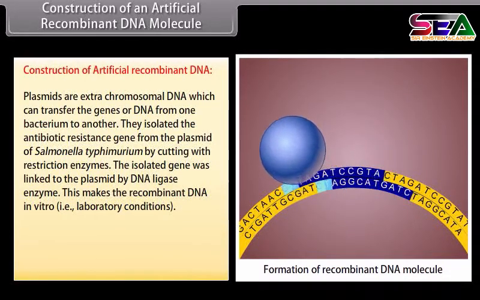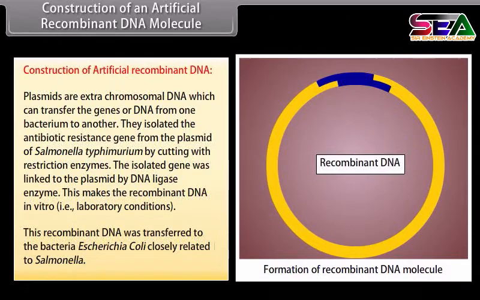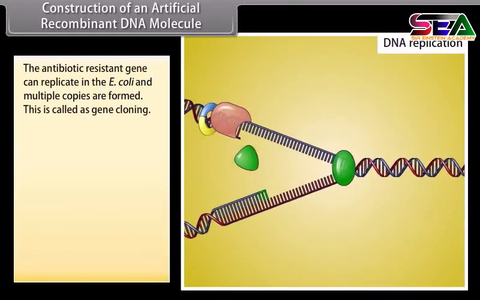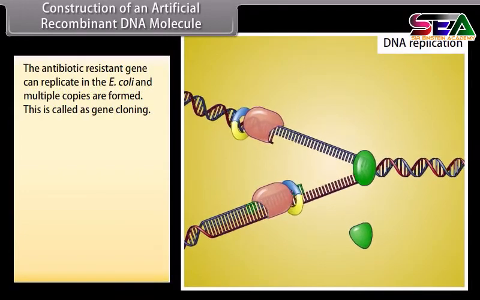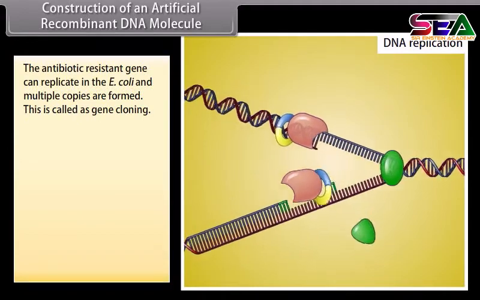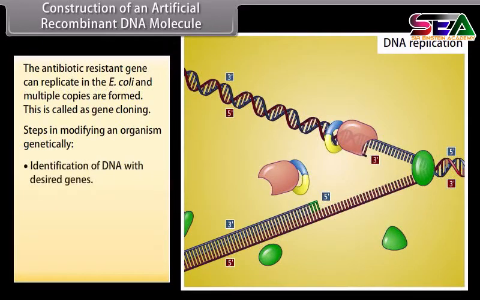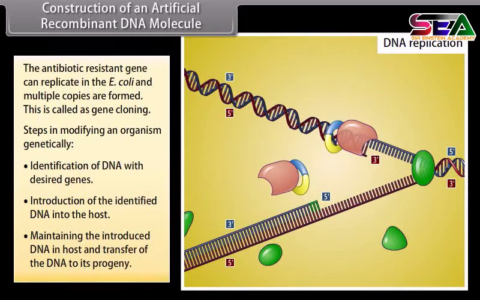This makes the recombinant DNA in vitro, that is laboratory conditions. This recombinant DNA was transferred to the bacteria Escherichia coli, closely related to Salmonella. The antibiotic resistance gene can replicate in the E. coli and multiple copies are formed. This is called as gene cloning. Steps in modifying an organism genetically. Identification of DNA with desired genes, introduction of the identified DNA into the host, maintaining the introduced DNA in host and transferring the DNA to its progeny.